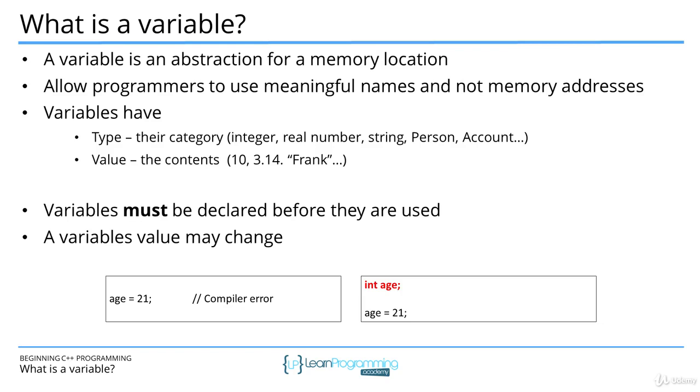In the code snippet on the right, we first declare age to be an integer. Now the compiler knows that only integers are allowed to be stored in age. This is called static typing because the compiler is enforcing these rules when the program is compiled rather than when the program is executing. So remember, variables must be declared before you use them in C++. Their value or contents may change as the program executes.